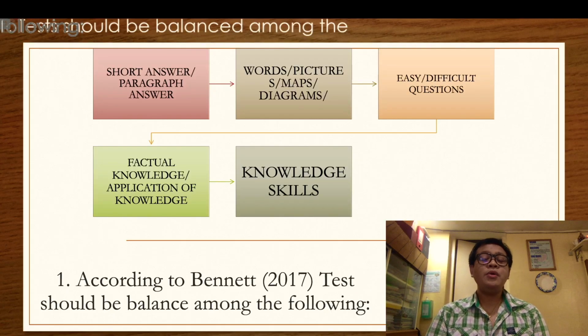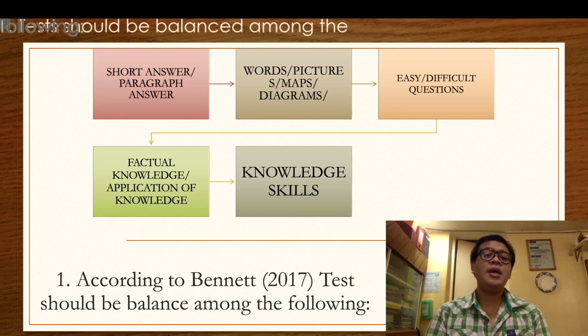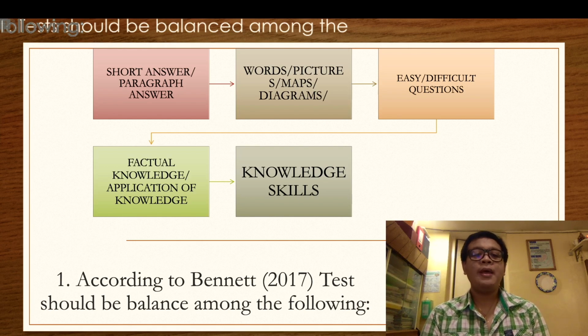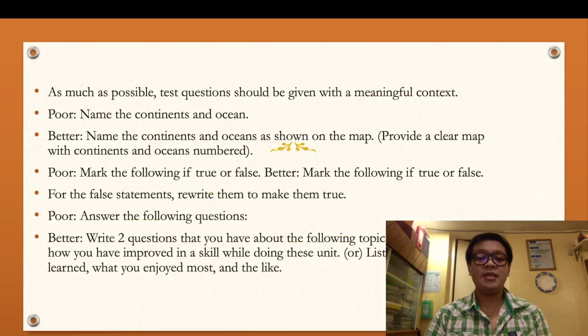So, how are we going to balance among the following? According to Bennett of 2017, tests should be balanced among the following. Number one, it should have a short answer or paragraph answer. Number two, words, pictures, maps, and diagrams are very important. Number three, easy and or difficult questions could be formulated. Number four, factual knowledge or application of knowledge. And number five, knowledge skills.